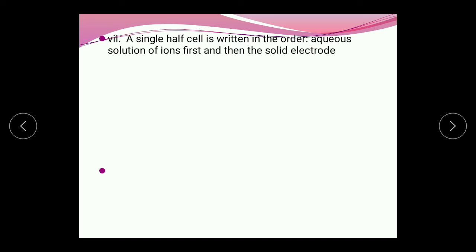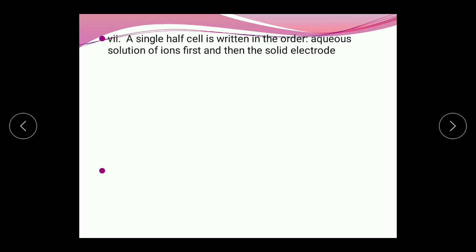If we follow these rules, then from the correct notation, we can easily write cell reactions as well. Because we came to know about anode and cathode of a galvanic cell, and our basic knowledge tells us that at anode there is always oxidation, at cathode there is always reduction. And what is oxidation? That is removal of electrons. What is reduction? That is gaining of electrons.